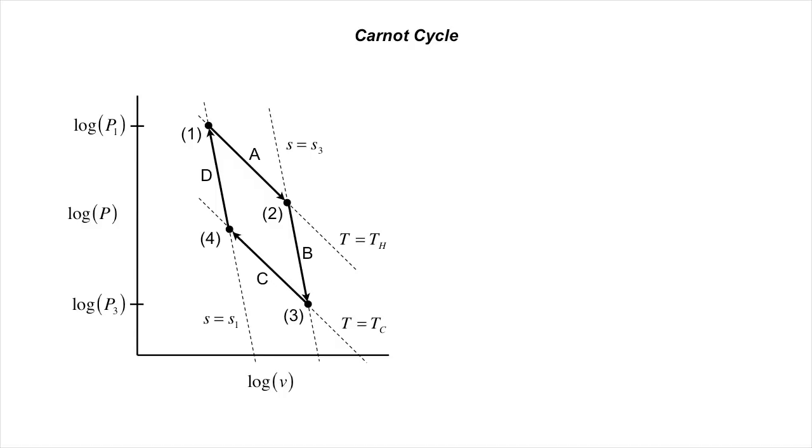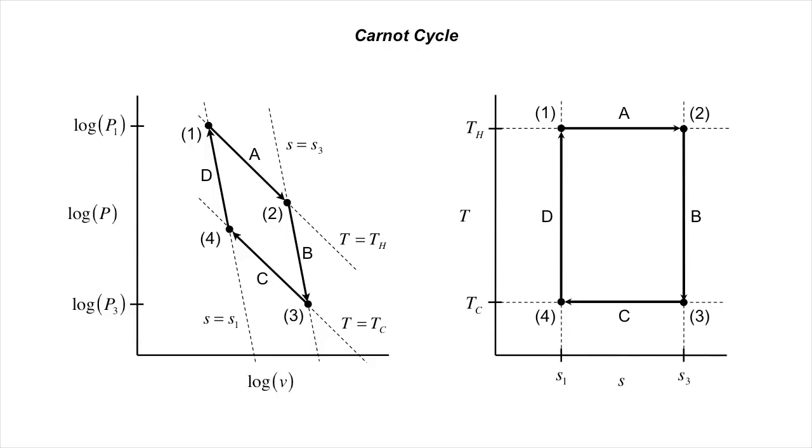Finally, in step D, the gas is returned to pressure P1 and temperature Th by being compressed reversibly and adiabatically at constant entropy, S1. The same process on a T-S diagram looks like this. Although all 4 steps in the process involve reversible transformations of the gas, and thus no entropy generation, steps A and C involve absorption and rejection of heat, and thus a change of entropy. Based on the paths outlined here, let's calculate heat and work.